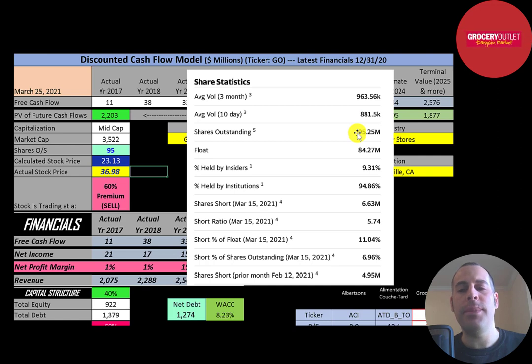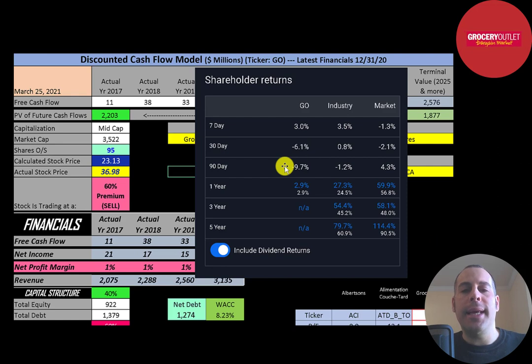Of the 95 million shares outstanding, 84 million are on float, 95% are held by institutions, and 11% of the shares on float are shorted. In the past 90 days, this stock is down 10%, while the industry is down 1% and the market is up 4%. In the past year, this stock is up 3%, but the industry is up 27% and the market is up 60%. This stock is lagging their industry and the market.